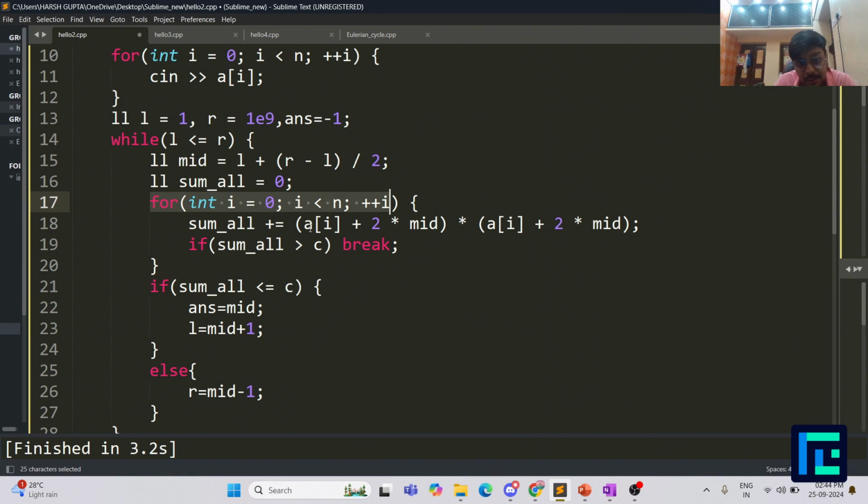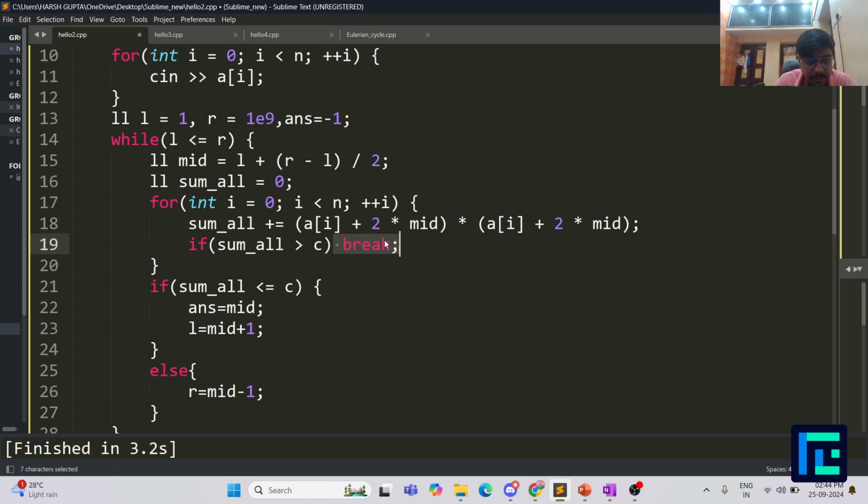What will be the side length of the cardboard? Side length of the cardboard will be A[i] plus 2 into W, that is 2 into mid, right? So my area of cardboard will get increased by the square of this value, right? So A[i] plus 2 into mid multiplied by A[i] plus 2 into mid. Now if my cardboard area till now becomes greater than C, what I am doing is I am breaking.